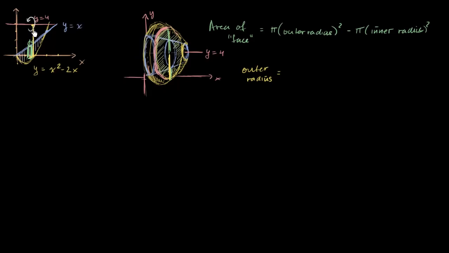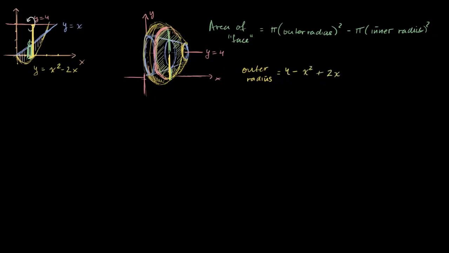This height right over here is going to be equal to 4 minus x squared minus 2x. I'm just finding the distance, or the height, between these two functions. So the outer radius is going to be 4 minus this, minus x squared minus 2x, which is just 4 minus x squared plus 2x.